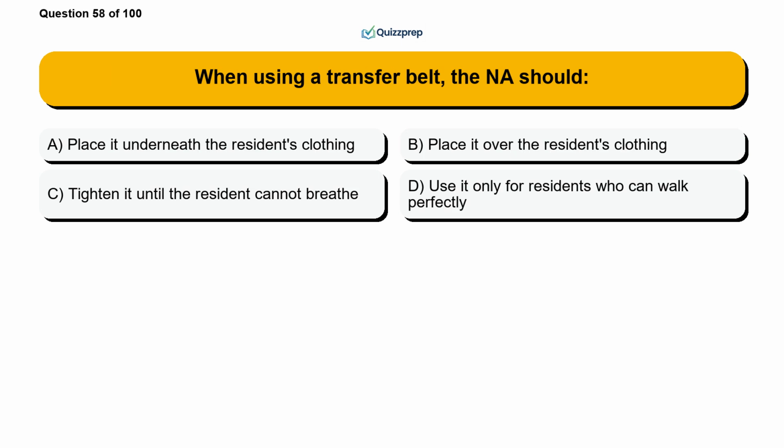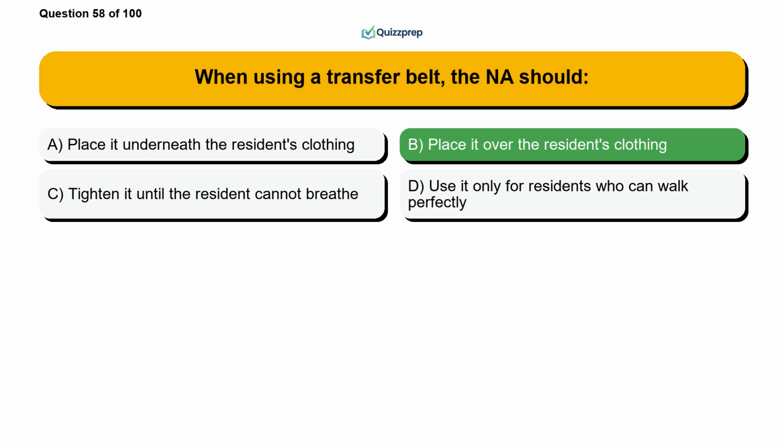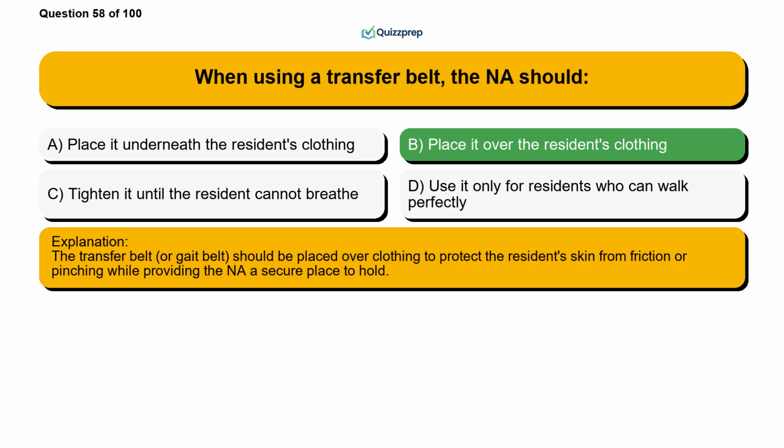Question 58. When using a transfer belt, the NA should: option A, place it underneath the resident's clothing, option B, place it over the resident's clothing, option C, tighten it until the resident cannot breathe, option D, use it only for residents who can walk perfectly. The correct answer is option B, place it over the resident's clothing. The transfer belt, or gait belt, should be placed over clothing to protect the resident's skin from friction or pinching while providing the NA a secure place to hold.